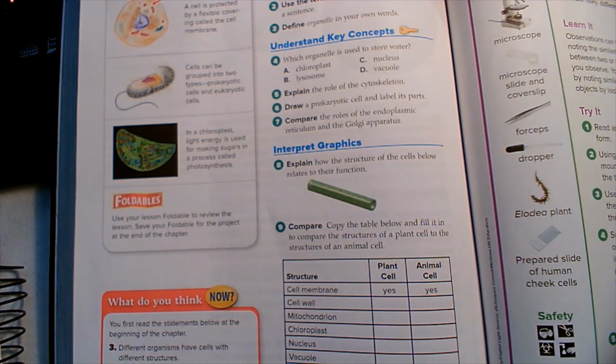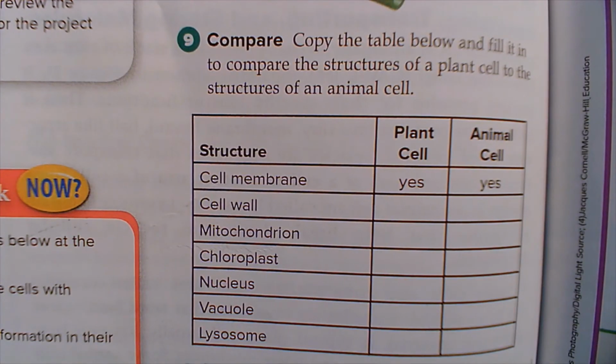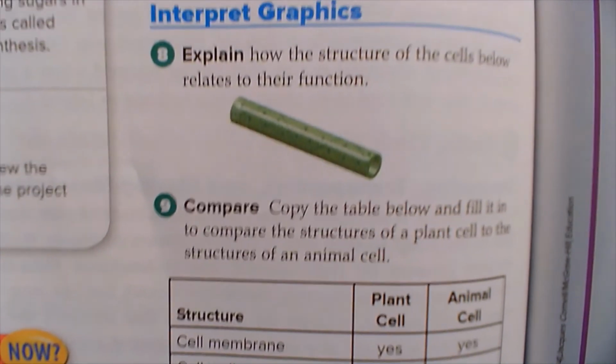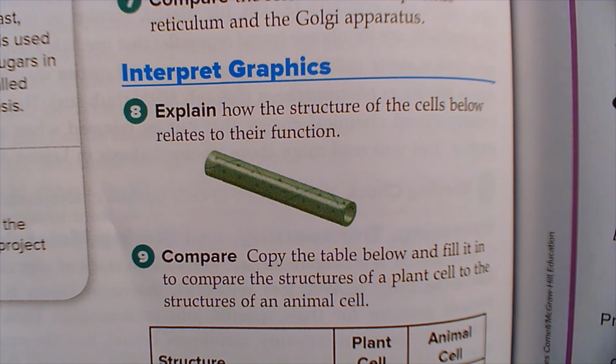Okay. Number 7, compare the roles of the endoplasmic reticulum and the Golgi apparatus. Well, the endoplasmic reticulum makes proteins, if it's the rough ER, and lipids, if it's the smooth ER, whereas the Golgi apparatus prepares proteins for their specific functions and packages them into vesicles for transport. Okay, number 9. I'm sorry, I skipped one. Number 8. Explain how the structure of the cells below relates to their function. So these are tube-like cells that are hollow, and they transport materials in plants. So the xylem and phloem are those tube-like cells inside of plants that transport materials.